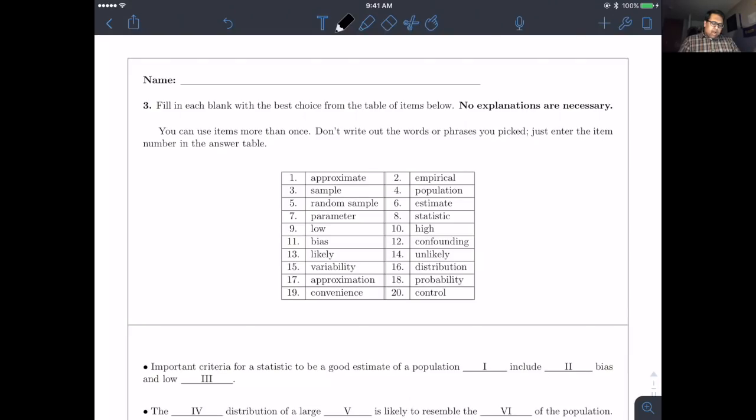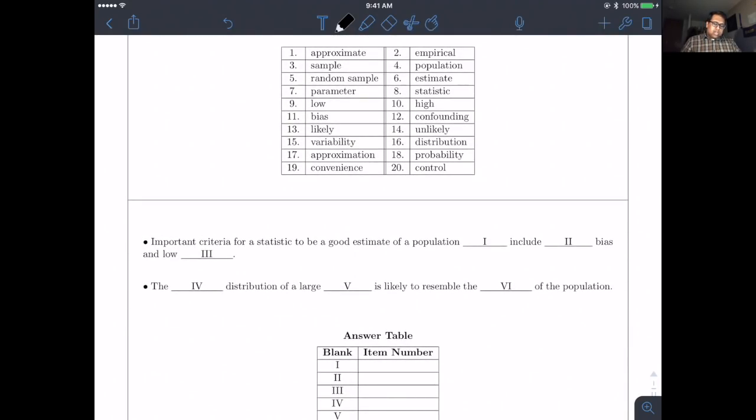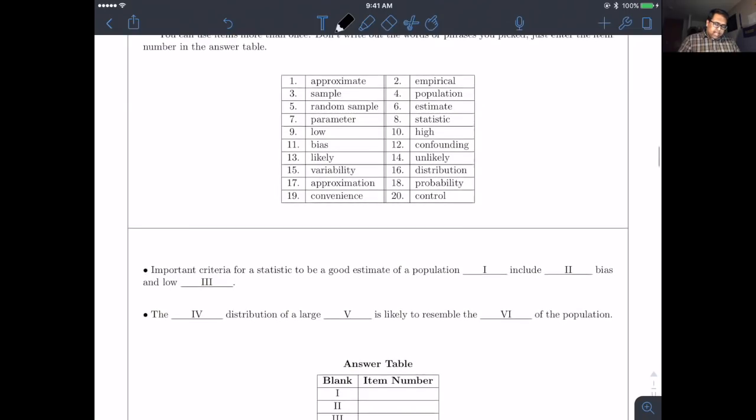Okay, now for problem number 3. We're given a fill-in-the-blank situation, and we have a word bank up here, and we are left with the task of determining which words fill in the blank. So, important criteria for a statistic to be a good estimate of a population blank include blank bias and low blank. And the blank distribution of a large blank is likely to resemble the blank of the population.